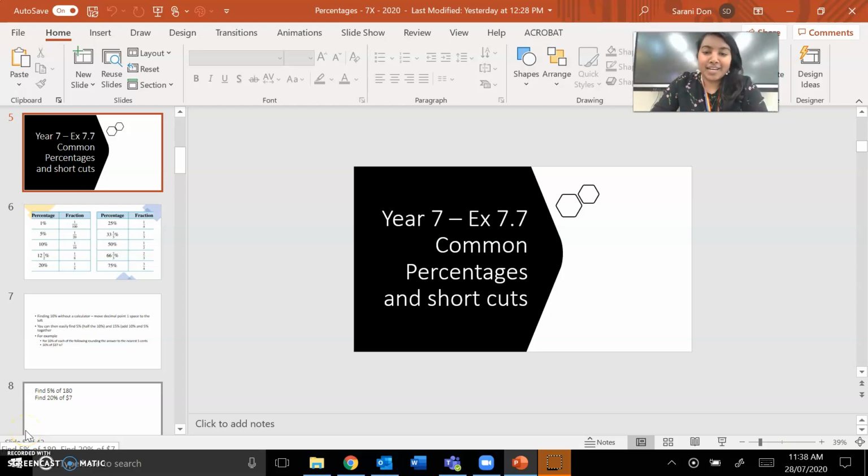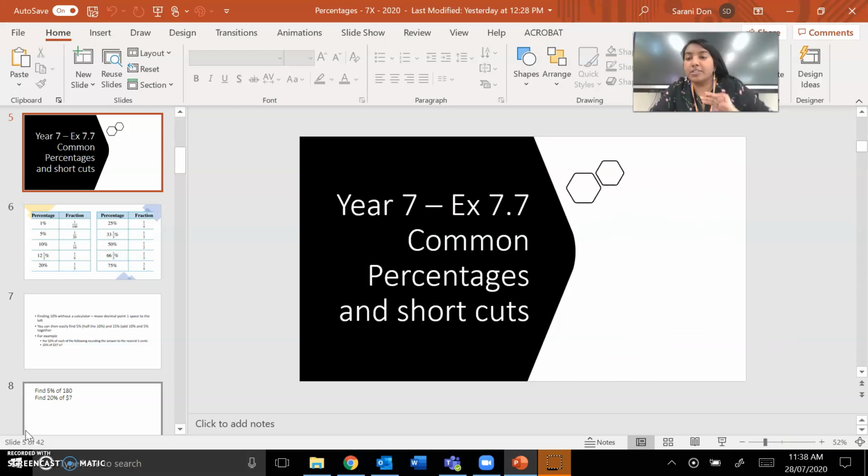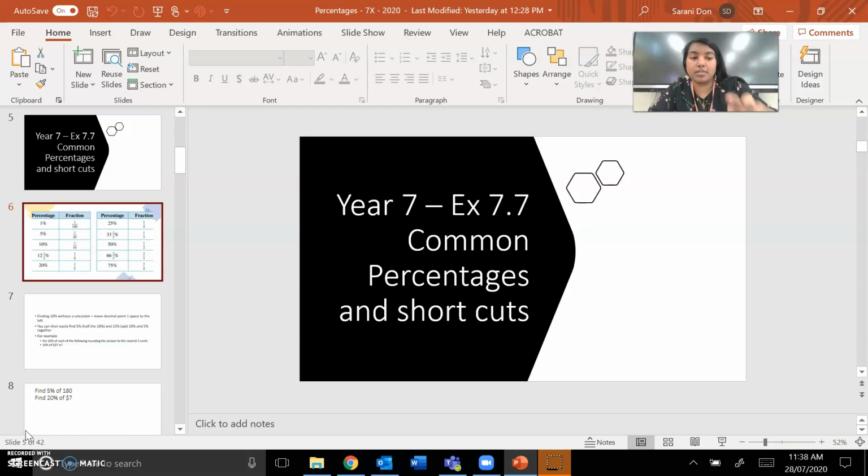Hi Sevens. So this video is going to be about, obviously, percentages, but some shortcuts that you can use to answer questions. These shortcuts may work for you, it may not, but it's good to keep in mind when you come across more questions. So this is in the Year 7 book, exercise 7.7, common percentages and shortcuts.